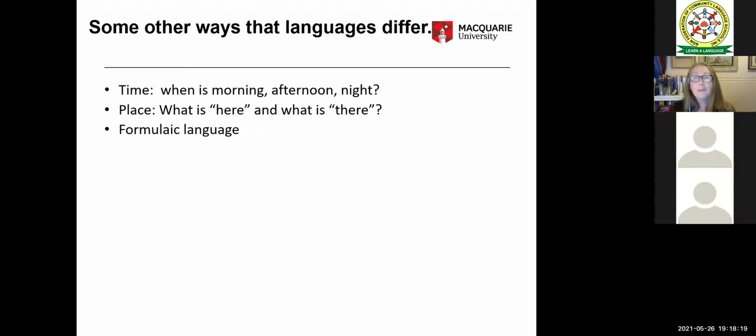Languages have different formulae. And sometimes these are politeness formulae, sometimes they're responses. You can learn these off by heart, but you also have to learn when and where to use them and when and where not to use them.